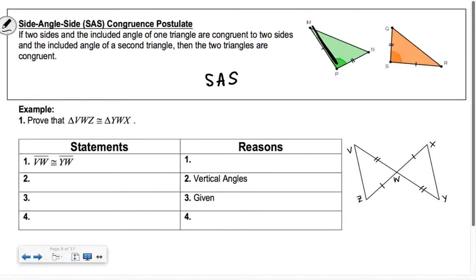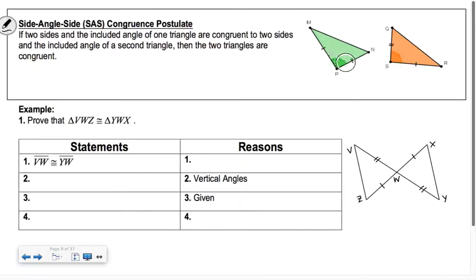Okay, so do you guys see what I mean? So we have the side, the angle between the 2 sides, and then the other side. Okay, so the angle is sandwiched between the 2 congruent sides. Okay, so if you have side, angle, side is congruent to the side, angle, side of the other one, then the 2 triangles are congruent.